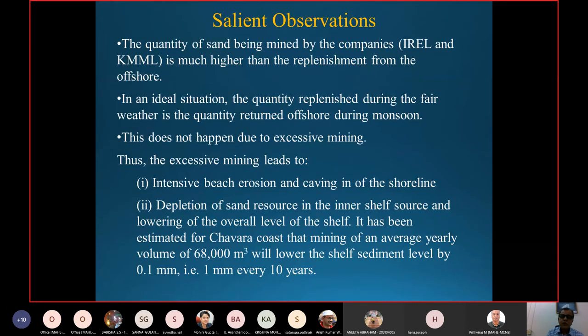So what we say about it: intensive beach erosion and caving of the shoreline are caused because you are taking much more sediment than what is coming from the offshore. And one estimation we also give is the depletion of sand resources in the inner shelf and lowering of the overall level of the shelf. Even the depth increases. That means the sediment which was there in the nearshore has come onto the beach and you have taken it away. That has created a deeper level.